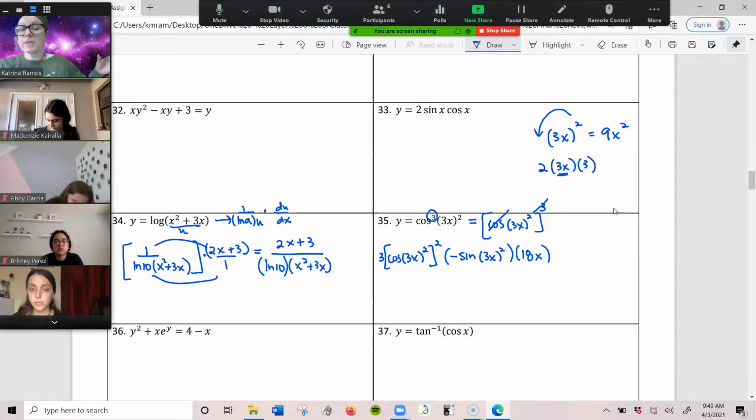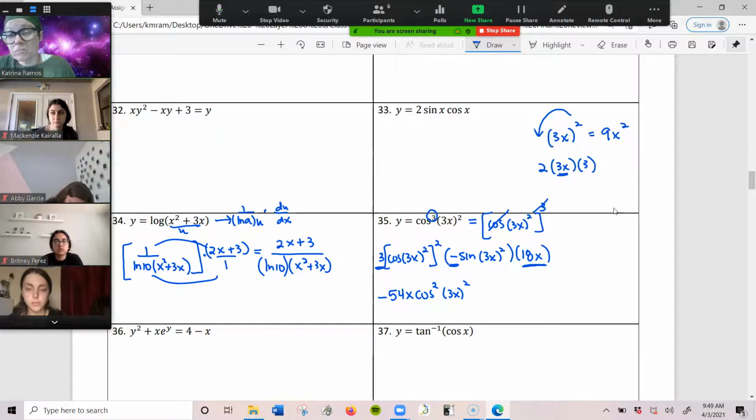And then now you just put basically everything together. So the only thing that you can really multiply together is this 18x, the negative, and the 3, which all of that multiplied together is negative 54x. And then we have this cosine that is squared. So we're going to put cosine squared of 3x squared, or you can write 9x squared because it's the same thing. And then times sine of 3x squared, or again, 9x squared. So this is the same thing as this.